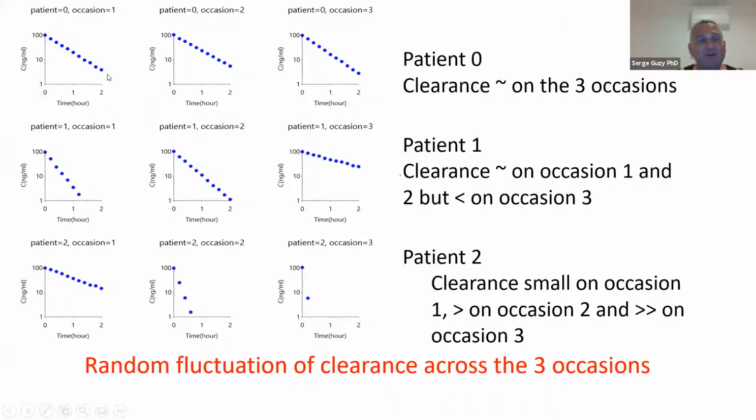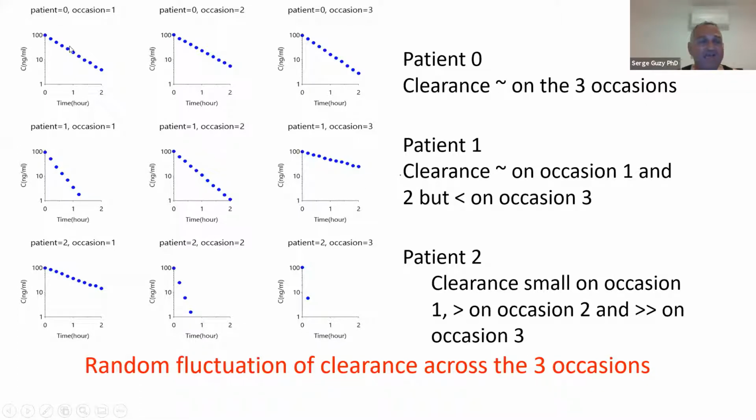If, for example, every time I see that the clearance on the first occasion is lower than the clearance on the second occasion, and the clearance on the second occasion is lower than the clearance on the third occasion, that would basically be a systematic trend. If you don't have a systematic trend and you see that the clearance bounces randomly around its mean value for each individual, this is called inter-occasion variability.